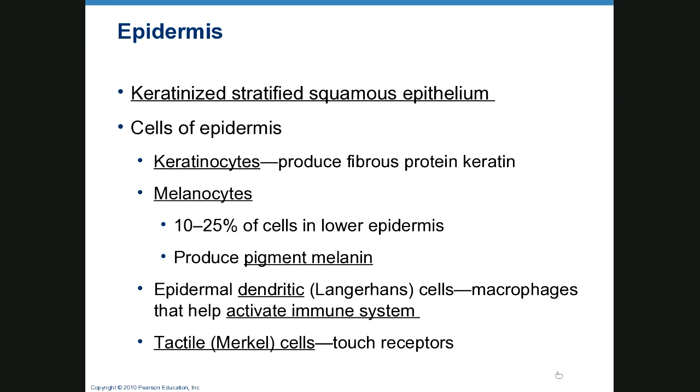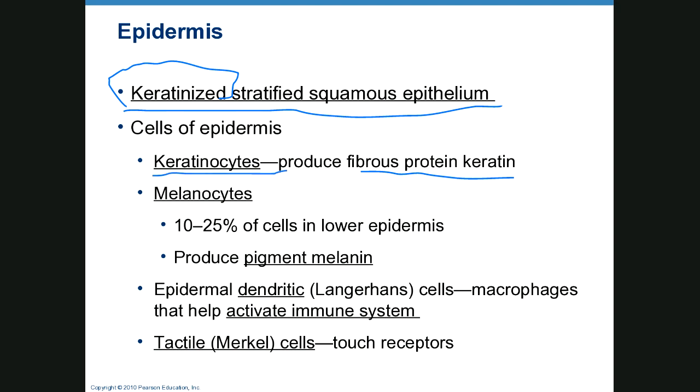Okay, the epidermis is keratinized, stratified squamous epithelium. You have stratified squamous epithelium even on mucous membranes, but the difference is that this is keratinized. It's thick enough so that the outer layer has actually died and formed a thick layer of fibrous protein called keratin. It's just basically leftover dead cells. And the original cells are called keratinocytes.